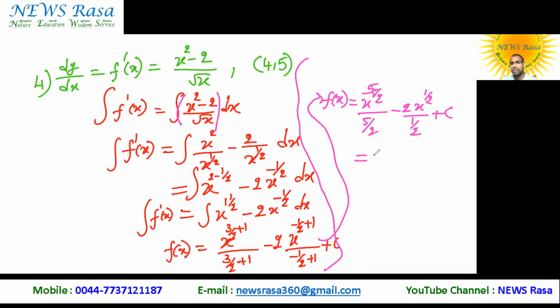Then I can simplify this even further. So I get 2 over 5, because 1 over 5 over 2 is 2 over 5, right? So x to the power of 5 over 2. Then minus 2 divided by half is 4. So 4x to the power of half plus c. So that is f of x. Okay, so I hope you got this up to here, right?